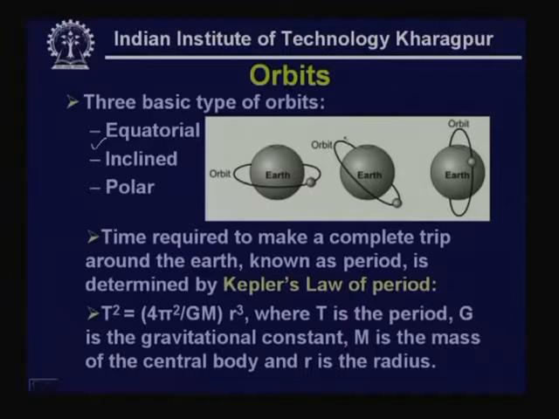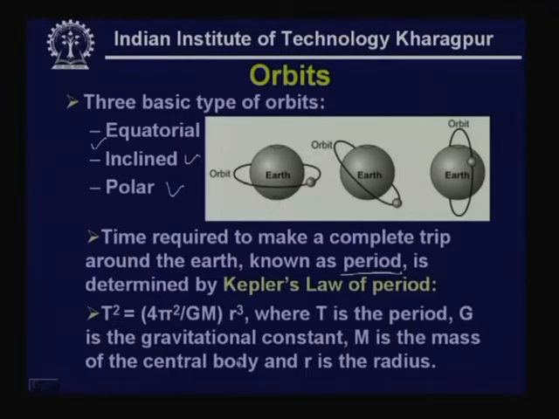Then it can be inclined with respect to the earth's polar line, the vertical axis, or it can be polar. So, the orbit can be more vertical in this direction, that means polar orbits. So, you can have three different types of orbits, and as you know, the time required to make a complete trip around the earth is known as the period.